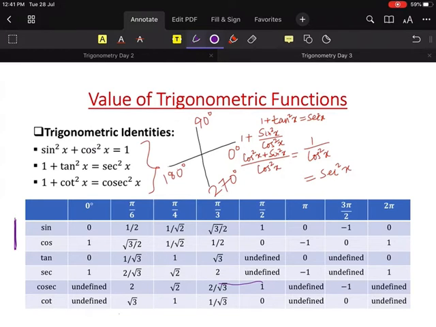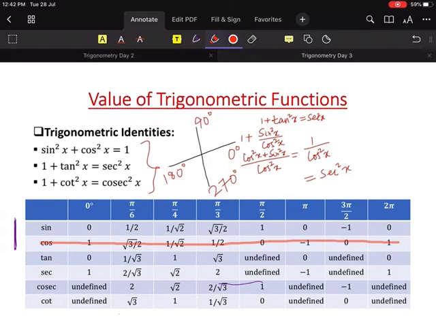Yes or no? Now sec is how much? Sec is basically 1 by cos. Now forget about everything. Just look at the cos values. Look at this line. You will just do the opposite one. Sec is 1 by cos. So 1 by 1 is 1.